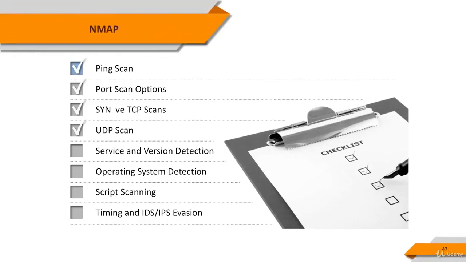In those Nmap lectures, we have seen no port scan, also known as ping scan, different ways of scanning ports, SYN scan, also known as half-open scanning, TCP scan, also known as TCP Connect scan, and UDP scan. Now let's see some more details to be able to use Nmap more effectively.